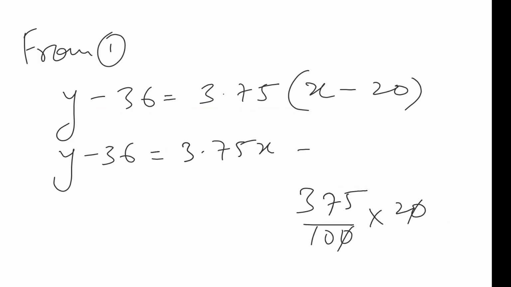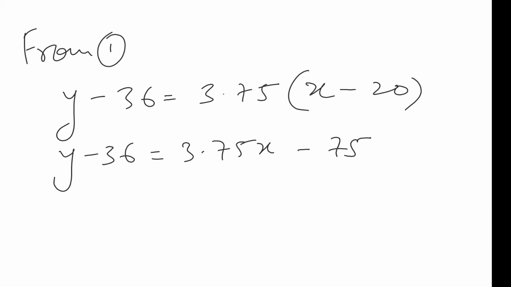So this is getting cancelled, and 375 into 2. Okay, what is 375 into 2? 375 into 2 will give me 750. So this is 750 upon 10. Again, that 0 will get cancelled. So the multiplication of 3.75 into 20 is equal to 75. Okay, right? Just take a look.